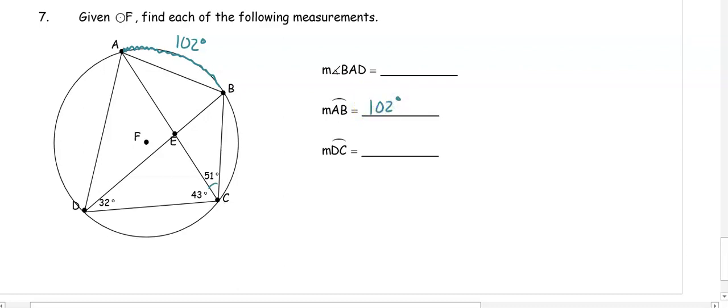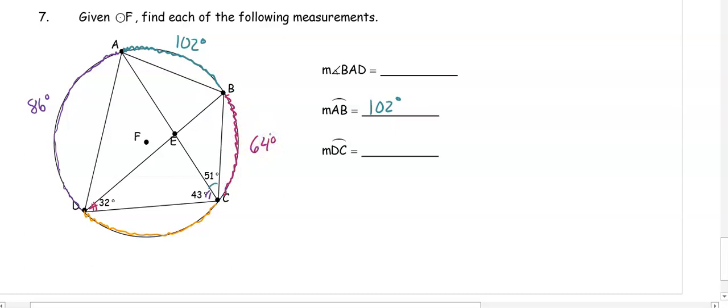We also need to find the measure of arc DC. So unfortunately, we don't have any angles that are intercepting this arc. So we can use the other angles, though, to find the other arcs. So we know that 43 is intercepting this arc. So when we double that, we get 86 degrees. And we know that 32 is intercepting this arc, so we can double it to get 64.